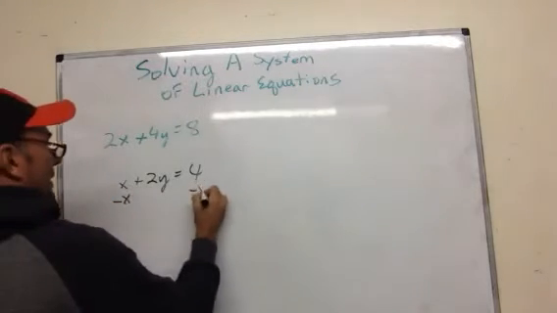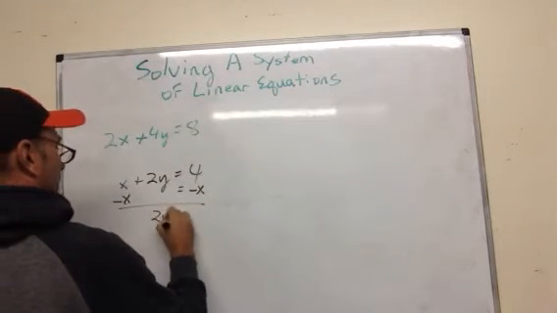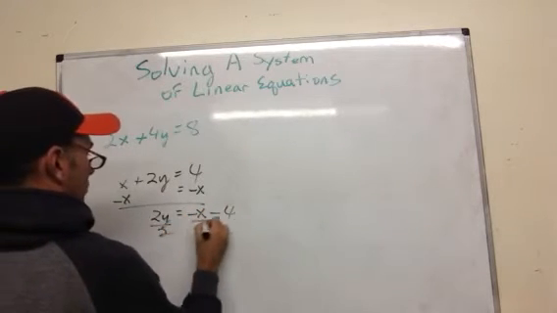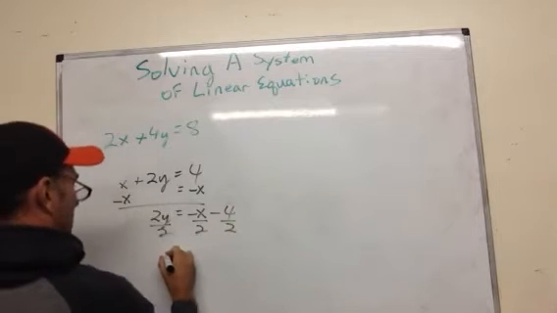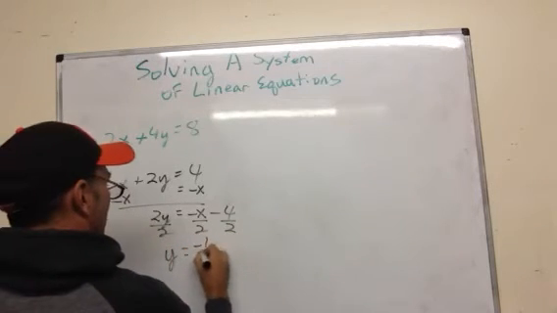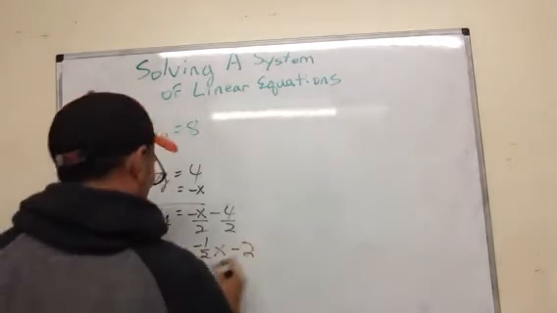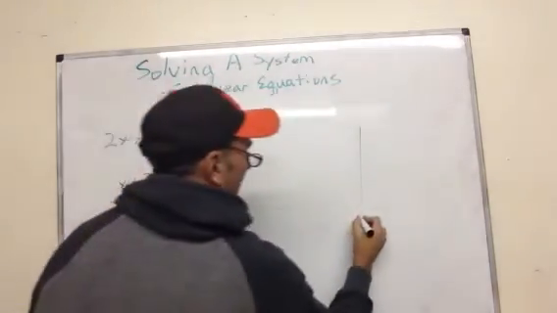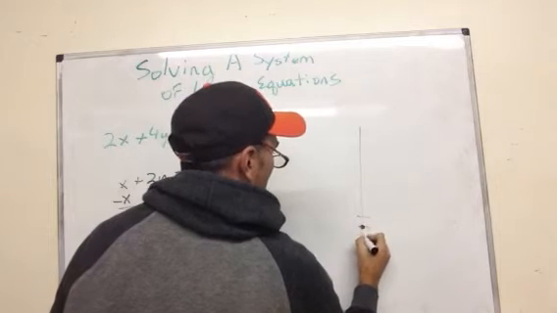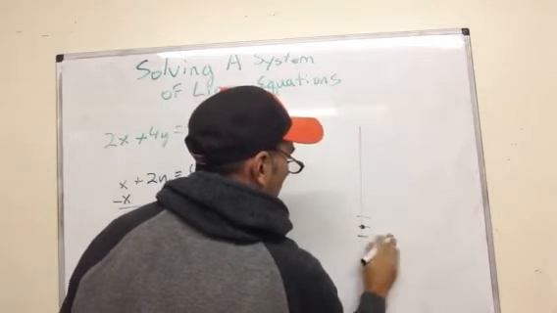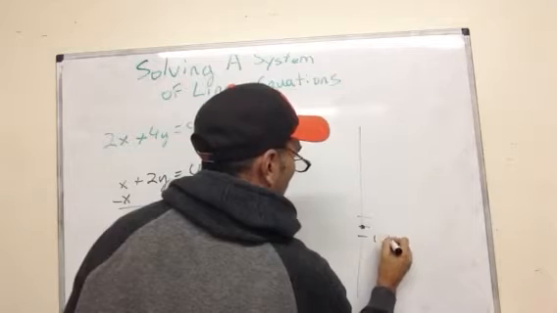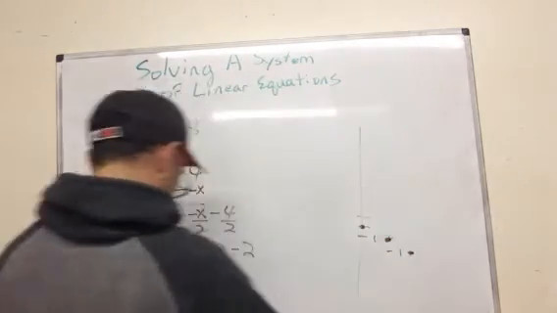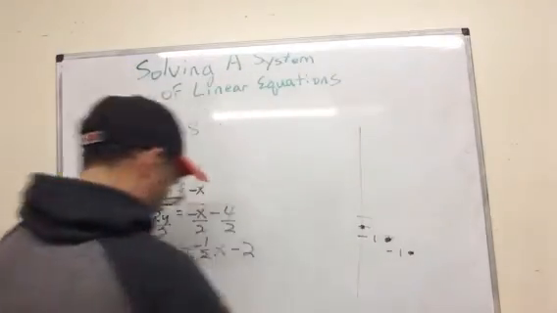I'm going to add negative x plus 4 over here, and divide everything by 2. So my equation is y equals negative 1/2 x plus 2. Start at 2, down 1, over 2, down 1, over 2. You can see my line's going to be going in that negative direction.